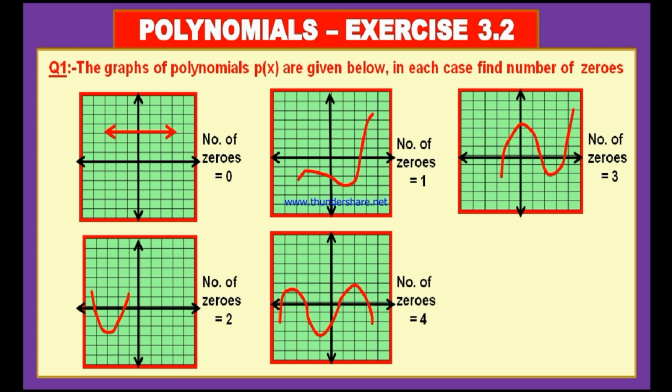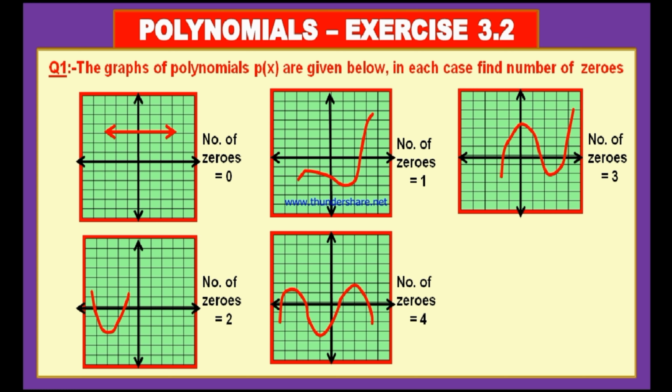I shall try to explain why the number of zeros is equal to the number of points at which the curve intersects the x-axis. The reason is, at this point of intersection on the x-axis, for any point on the x-axis, can you say what is the value of the y-coordinate? Yes. For any point on the x-axis, the y-coordinate is always 0. That means y is equal to 0 is the equation of the x-axis.